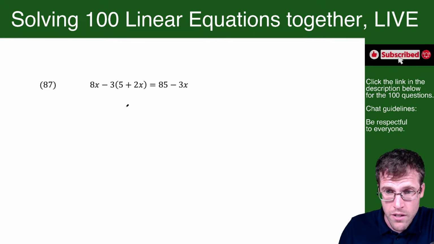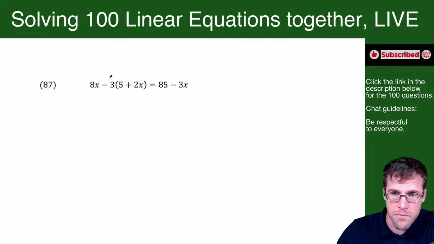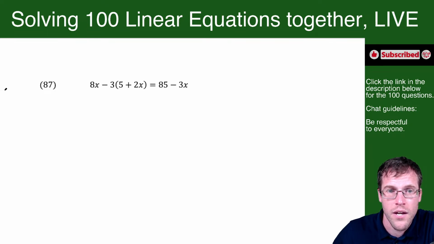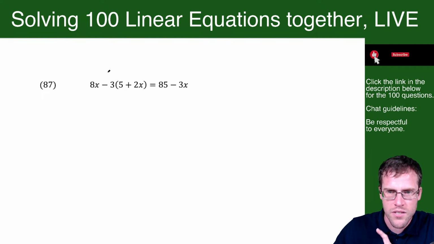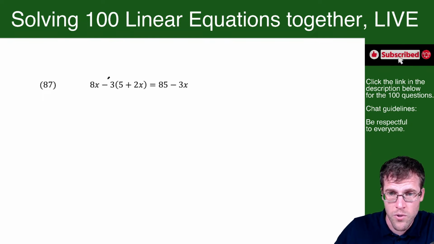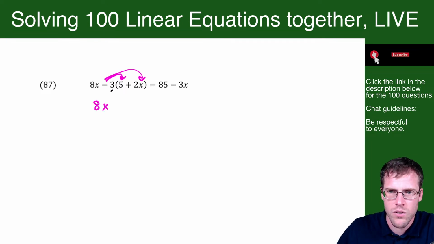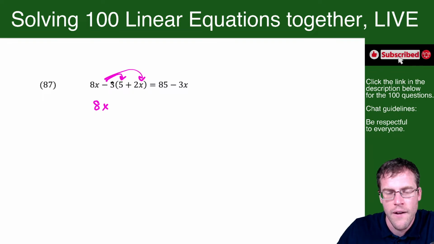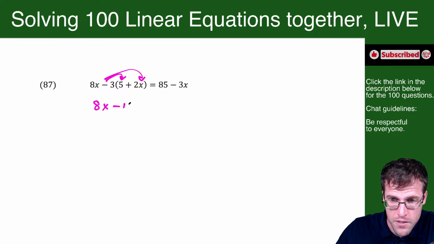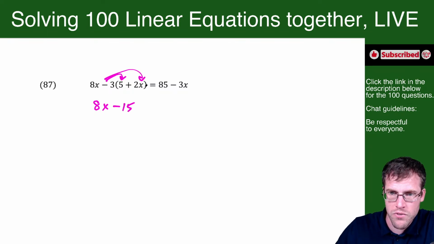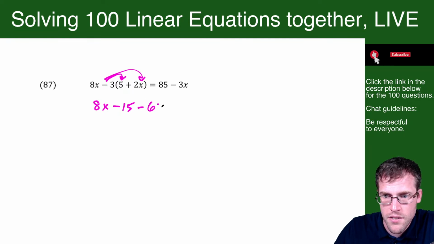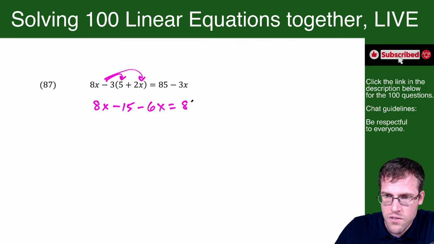All right, 87. We've got a minus 3 in front of this parentheses, so I'm going to distribute that. I always scan for the parentheses, and I'm like, ooh, distribute. That's usually the first step I'm looking for in these questions, at least for the complicated ones where there are parentheses involved. So 8x, and minus 3 times 5 is minus 15. Then minus 3 times 2x is minus 6x. And this is equal to 85 minus 3x.